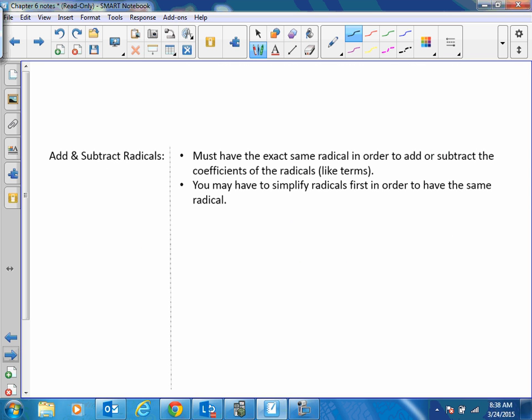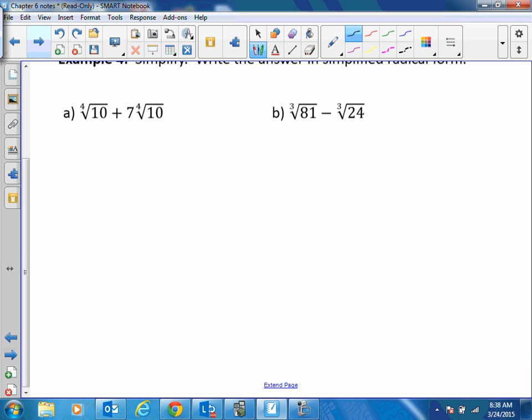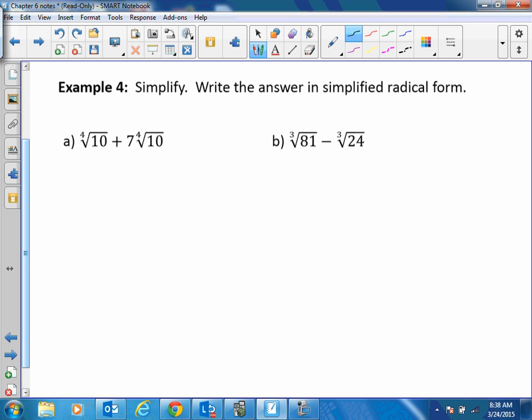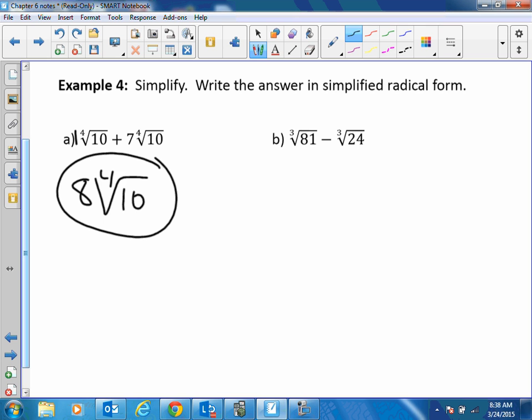Add and subtract the radicals. You must have the exact same radicals in order to add or subtract the coefficients of the radical-like terms. You may have to simplify radicals first in order to have the same radical. So we have 4 root 10 plus 7 root 10. We can rewrite this as 1 root 10 plus 7 root 10 equals 8 root 10. All you're going to do is add the coefficients out front. Pretty easy, right? They both have root 10, so you can add them.